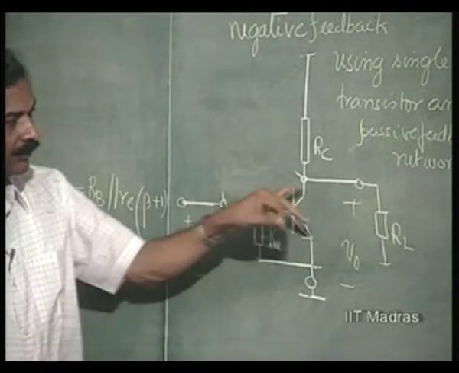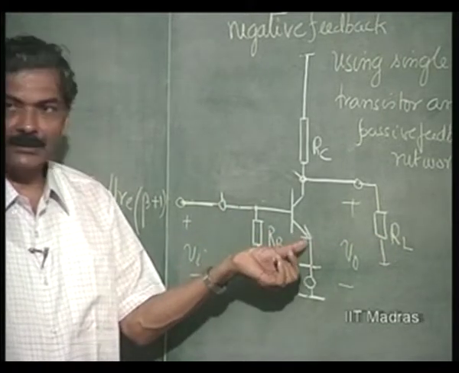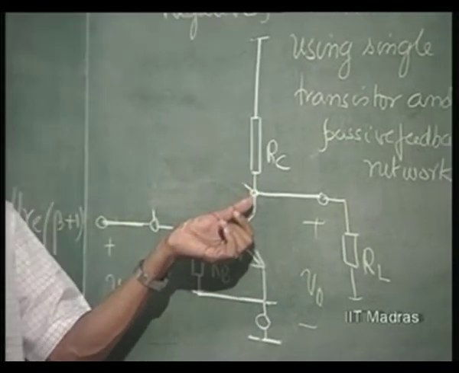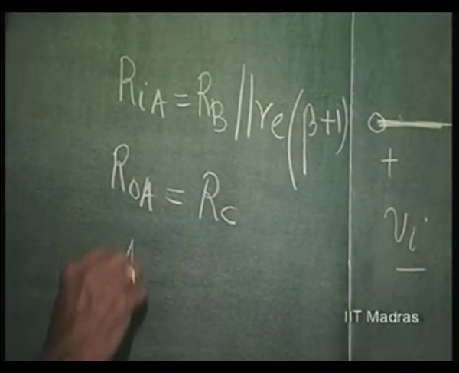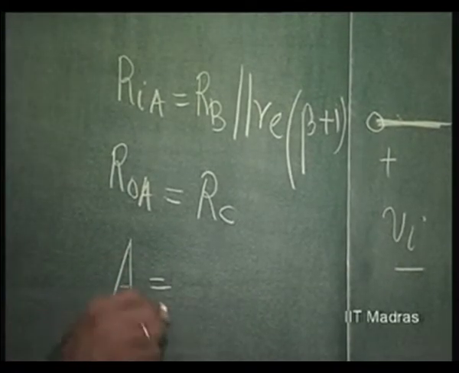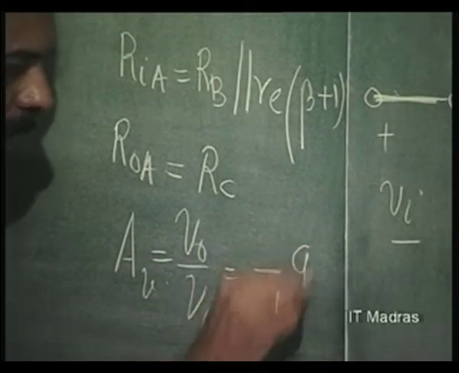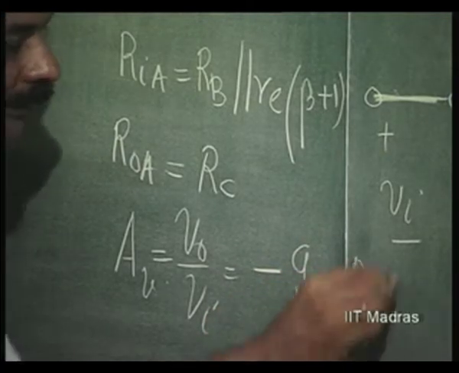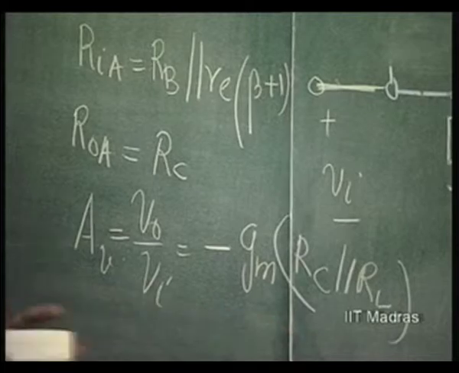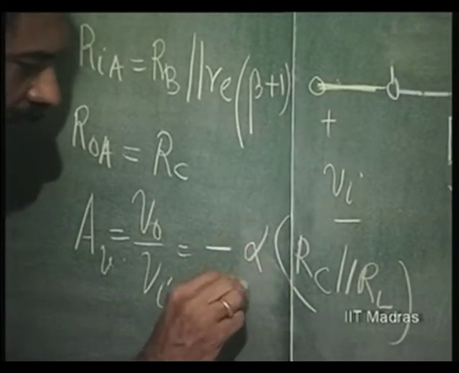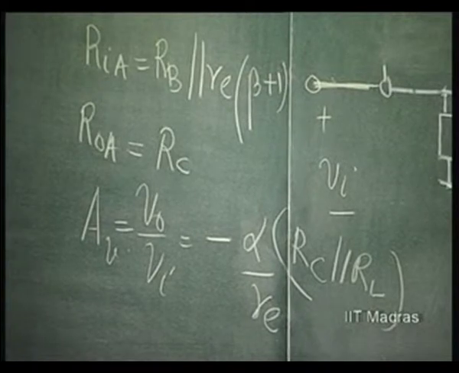Gain of this stage, if you have only RC parallel RL as the load, is Vi divided by Re, which is the emitter current, that into alpha is the collector current, that into RC parallel RL is the output voltage with a negative sign. So, the voltage gain is going to be V naught over Vi equals minus Gm into RC parallel RL, and Gm being equal to alpha by Re. For the bipolar junction transistor, we know the value of Gm is alpha by Re.